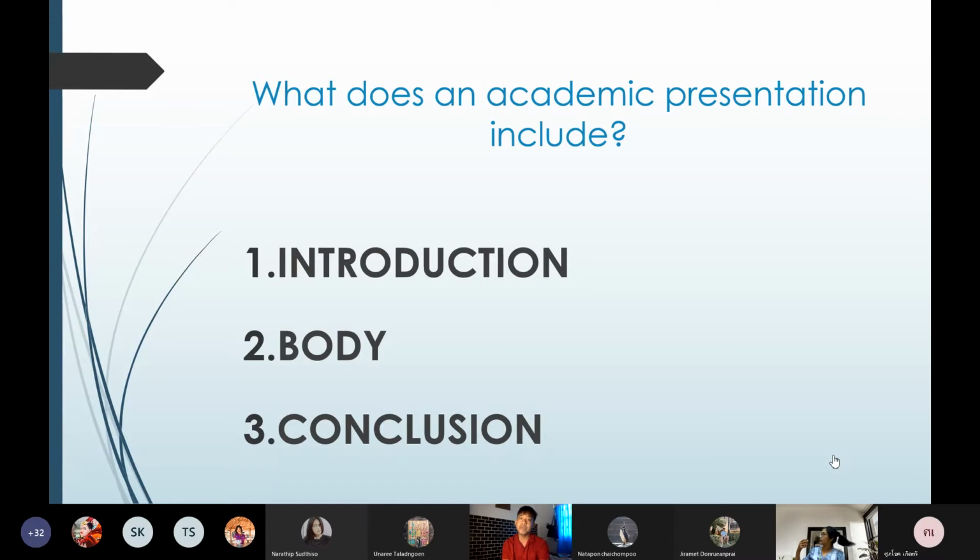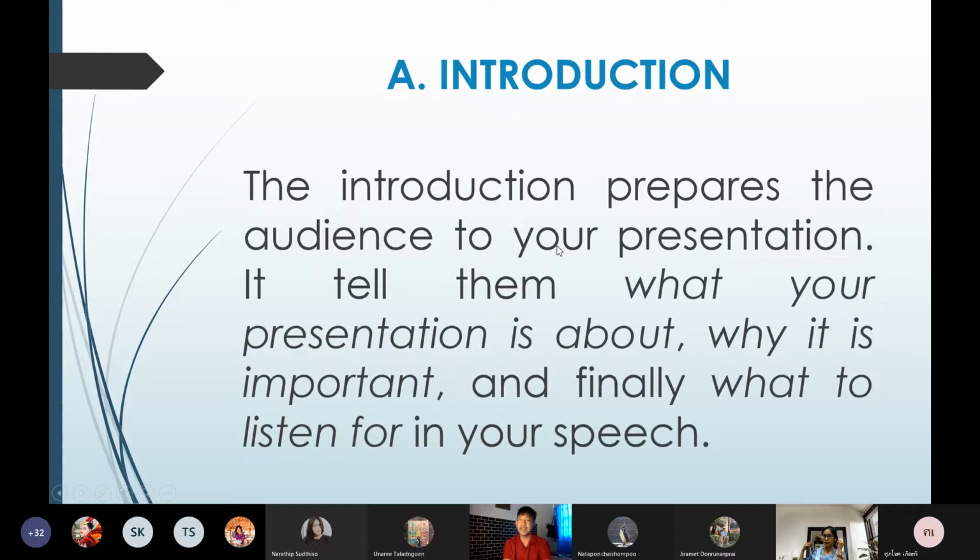Let me repeat them for you to understand. Introduction, the body, and conclusion. There are only 3 parts, basic and simple. Okay, introduction, the body, and the conclusion. Okay, understand? Okay, so I think this one is easy to understand. So let's move on to the next one if no one is going to translate them.